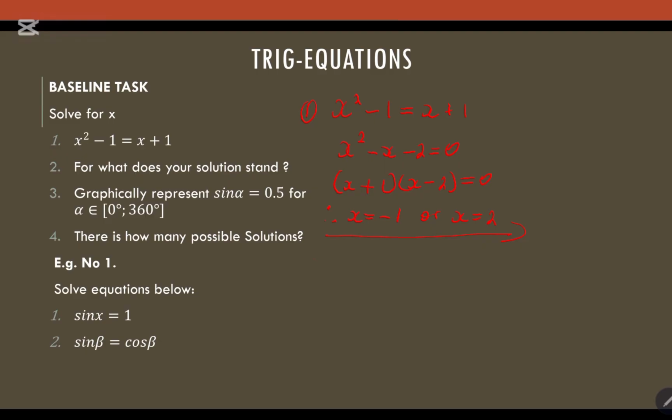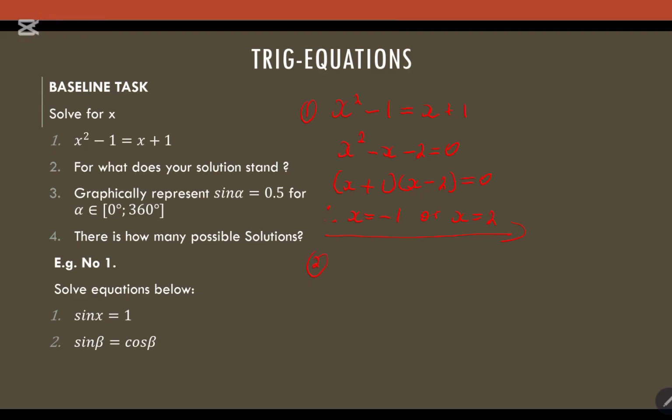Let us now look at question number 2. Question number 2 says, for what does your solution stand? For what does x equals negative 1 or x equals 2 stand? These values represent the x coordinates of the points of intersection of the two graphs.